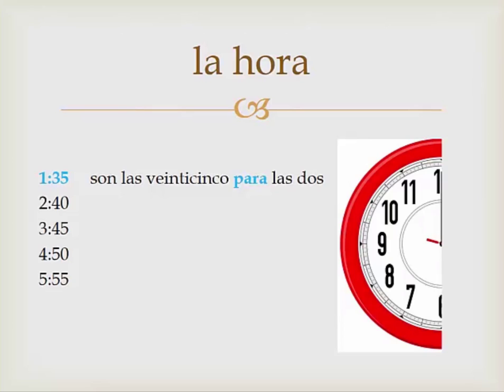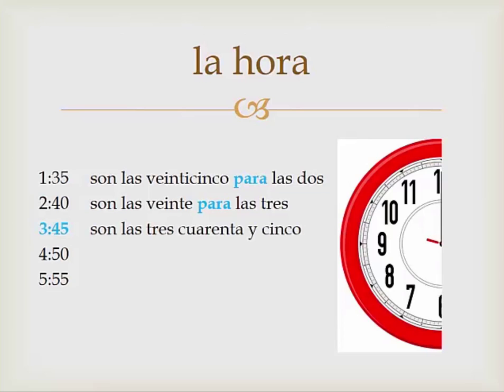Another example is 2:40. Son las 3 menos 20. In this case, it would be son las 20 para las 3. It is 20 to 3. Son las 20 para las 3. Totally okay to say it this way. For 3:45, you can also say son las 15 para las 4, or for 3:45, you can also say son las 3:45. People do say 3:45. Not super common, but it's definitely used.